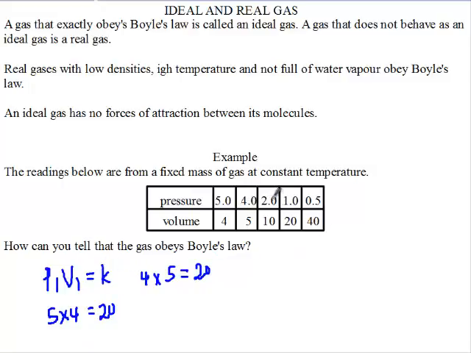In the third column, we have 2, and then the volume is 10. So pressure of 2 times volume of 10, and that should also be equal to 20. And then we have 1 times 20, that should also be equal to 20. And then we have half, or 0.5 times 4. That should also give us 20. So when you multiply the pressure and then the volume, they are all giving us a constant number, and that is 20. So this gas here obeys Boyle's law.